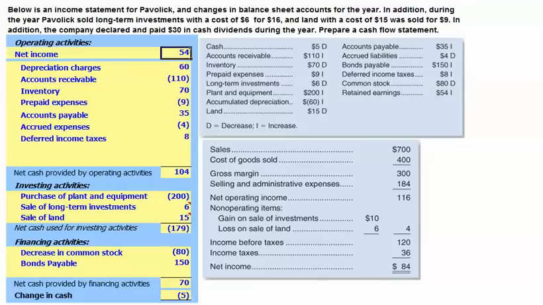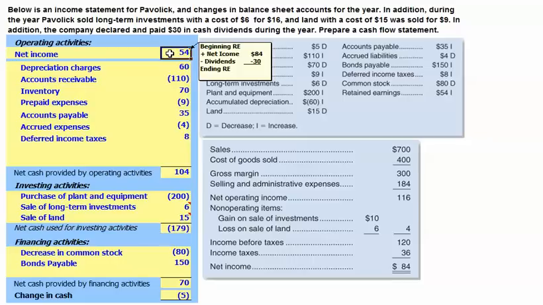Let's now go ahead and consider some of our additional information. We were told that cash dividends were $30 during the year, and our income statement shows net income of $84. Recall the change in retained earnings was net income minus dividends, and we had $84 in net income from our income statement, and $30 in dividends.